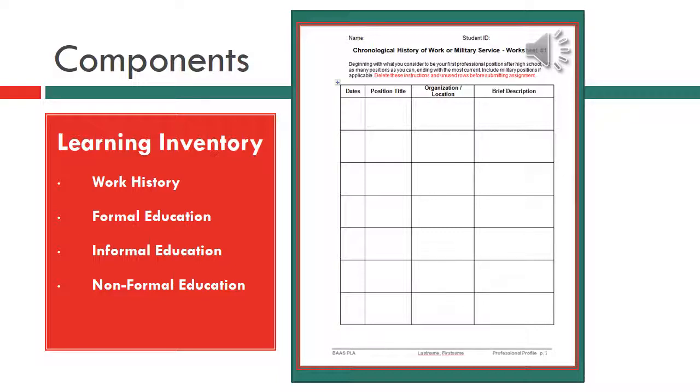You'll notice when you receive this document that there are some specific instructions on the top of it. It says, beginning with what you consider to be your first professional position after high school. So this is very important that it's post-high school. List as many positions as you can, ending with the most current. Include military positions if they are applicable. And then, very important, delete these instructions and unused rows before submitting this assignment. So if you need more rows, add more rows. If you need fewer, then delete them, but only include what you need, and then delete the instructions because those are just specifically for your information.